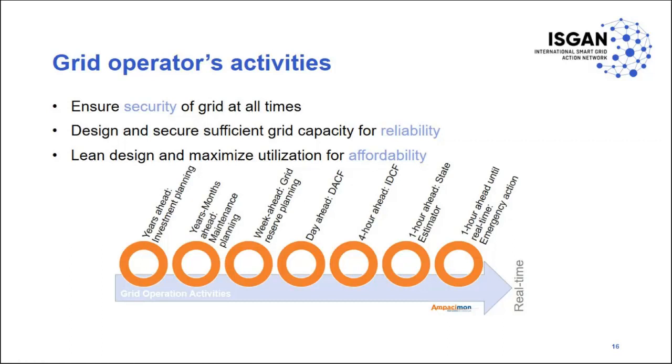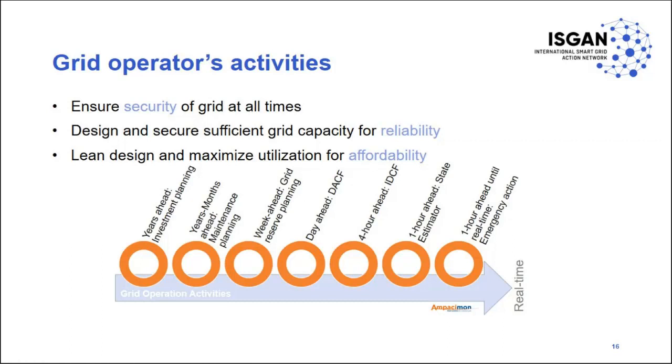It starts from long-term planning, years or even decades ahead, based on future scenario projections to decide which power lines and substations need to be upgraded, replaced, or new ones created. Once the assets are built, they need to be maintained in tip-top condition so that they are available when they're needed. Therefore, the next activity is asset management and maintenance planning, which starts years and months ahead.